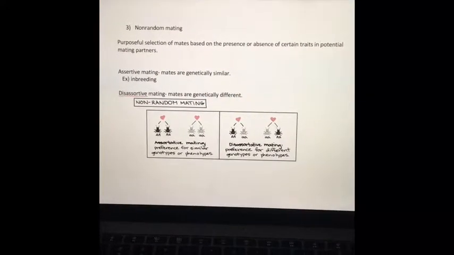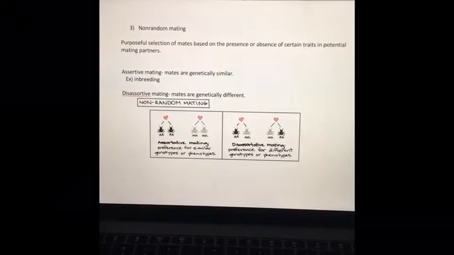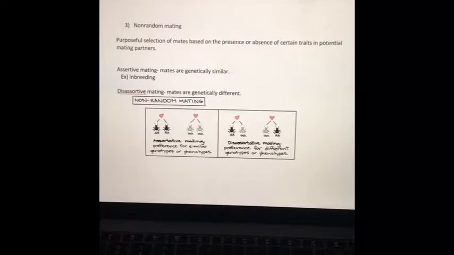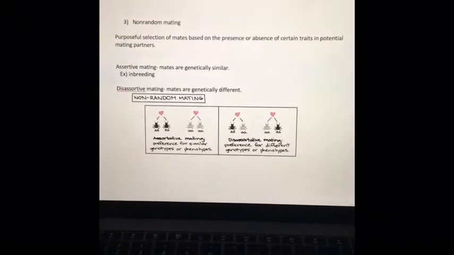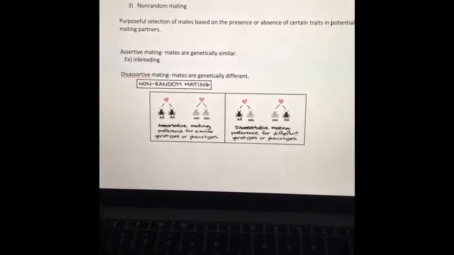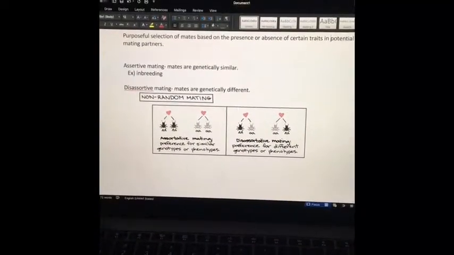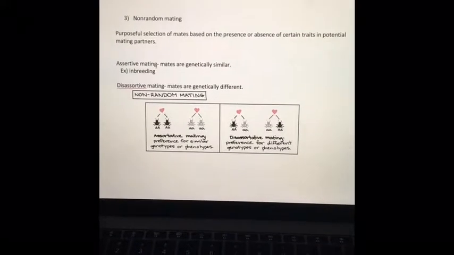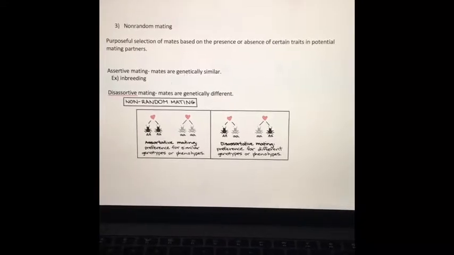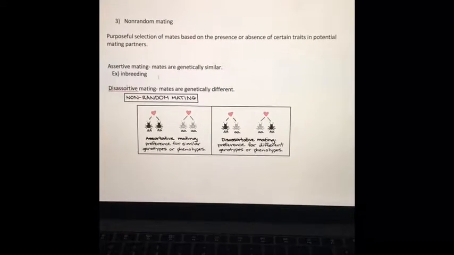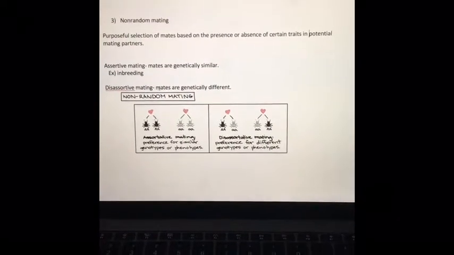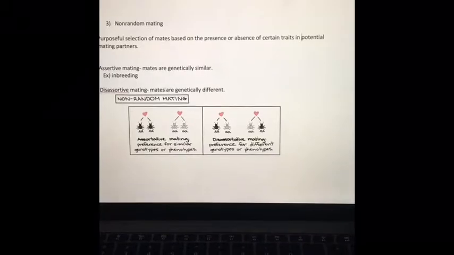Okay, and the third agent of evolutionary change would be non-random mating, and it's the purposeful selection of mating based on the presence or absence of certain traits in a potential mating partner. And there's two different types, and the first is assortative mating, and that means mates are generally similar or genetically similar. An example of this would be inbreeding. The second is disassortive mating, and disassortive mating means that the mates are genetically different.